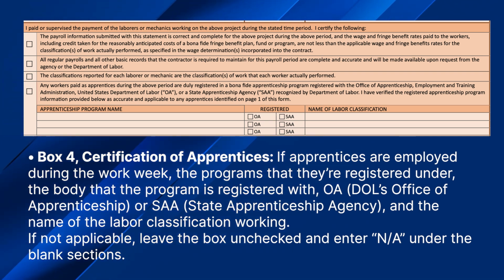If apprentices are employed during the work week, the programs that they're registered under, the body that the program is registered with, the OA, DOL's Office of Apprenticeship, or SAA, State Apprenticeship Agency, and the name of the labor classification that the apprentice is working underneath should be listed in this section. If this isn't applicable and you are not utilizing apprentices, then you can leave the box unchecked and enter not applicable under the blank sections.